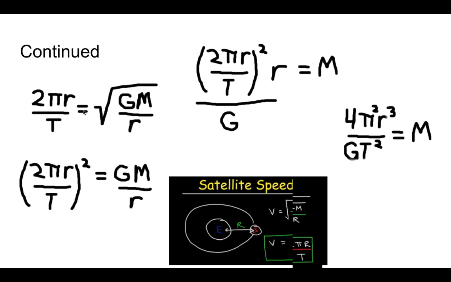So what you do is you'd square both sides. Then you would get this on the left-hand side. The square root goes away. What you can do is multiply both sides by r and divide both sides by G. So M would equal this. And then going one step further, when you square this, you can square the whole top: 4 times pi squared times r squared divided by T squared. And then r squared times r is r cubed. So you end up with this equation, M equals 4 pi squared r cubed over G T squared.